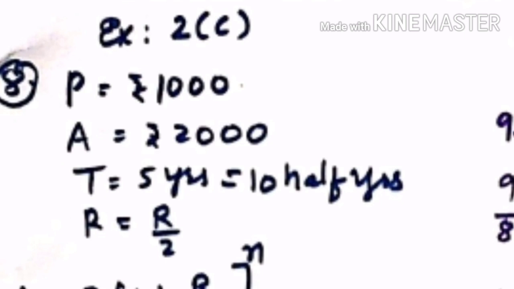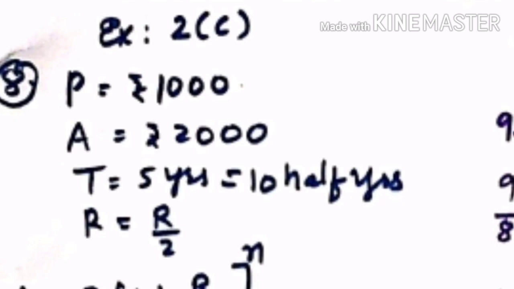Now continuing with question number 8 of exercise 2C. In this question, let me read it first. Hari purchased relief bonds for rupees 1000, a sum which will fetch him rupees 2000 after 5 years. Find the rate of interest if the interest is compounded half yearly.